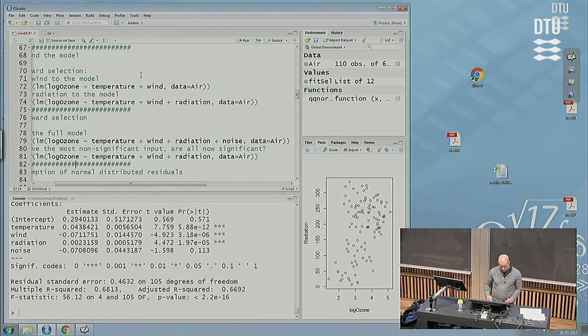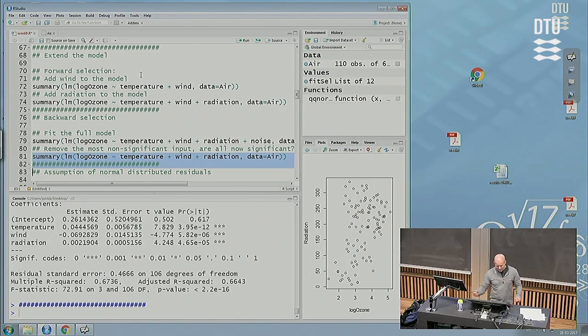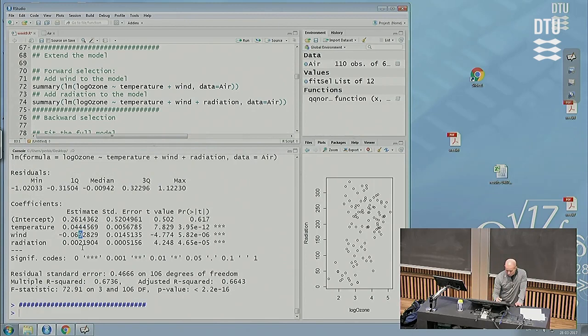I'm struggling with this here. Here we are. Look at this. So basically I removed the noise from my model expression, right? This artificial variable, just to show you that that could happen. Then I have my MLR with temperature, wind, and radiation, and they are all significant, so I can simplify no more. I'm at the end of my backward model reduction procedure, right? Because now all three variables are important to describe the ozone concentration.